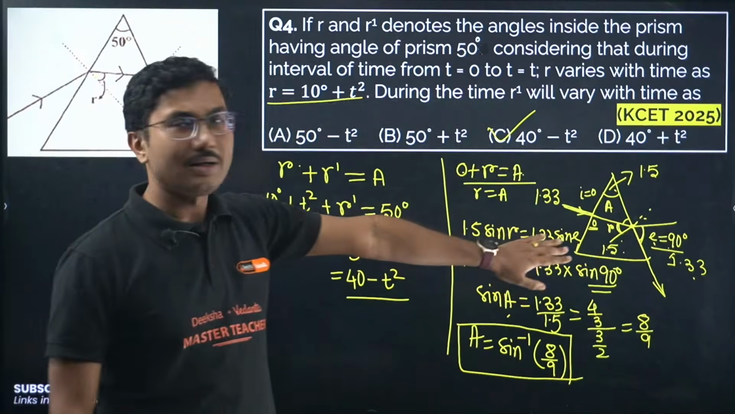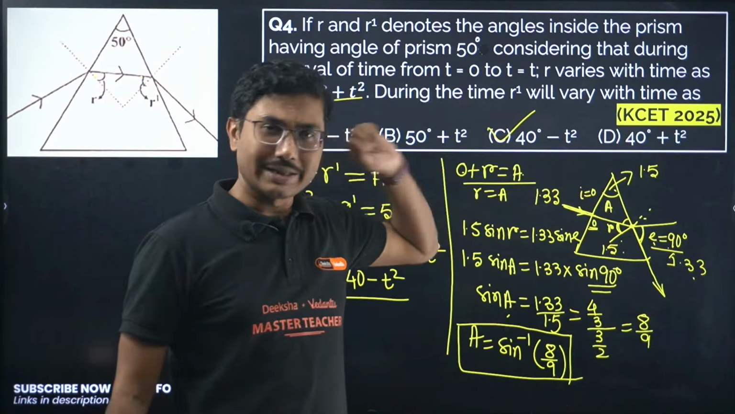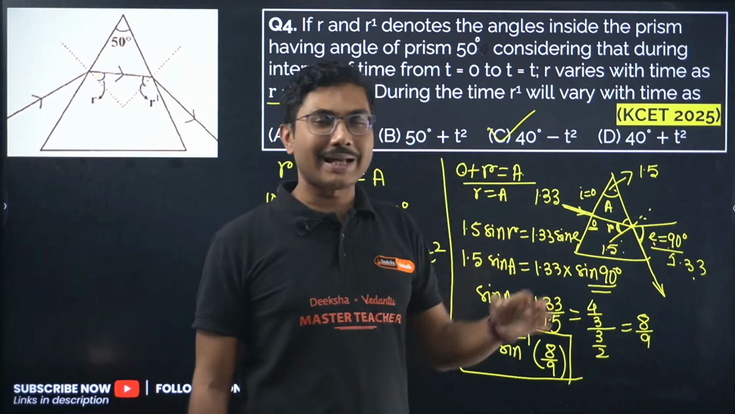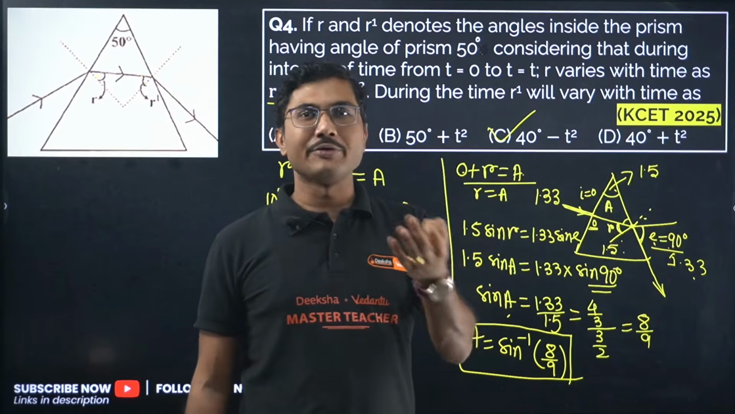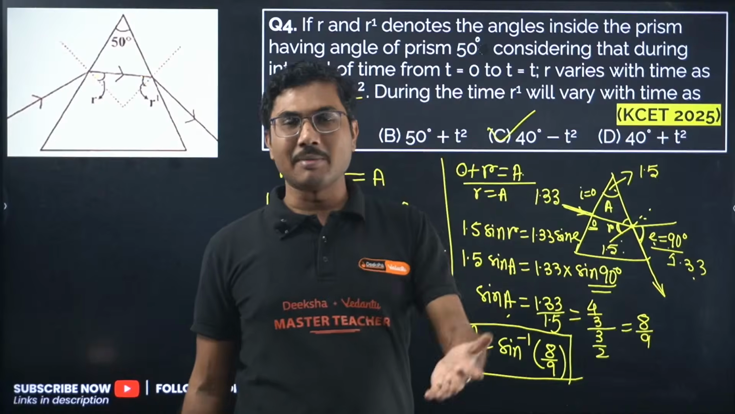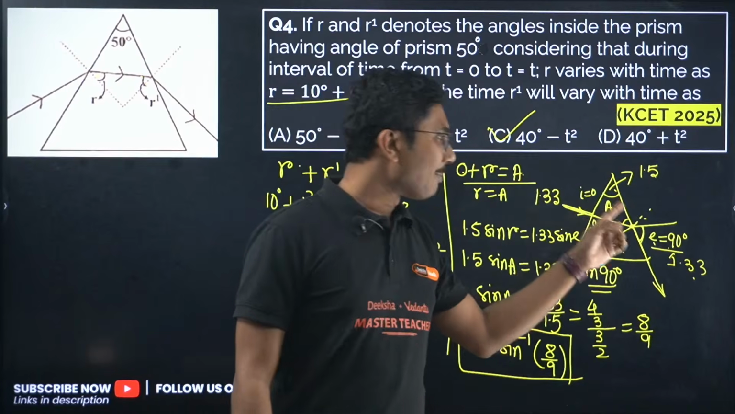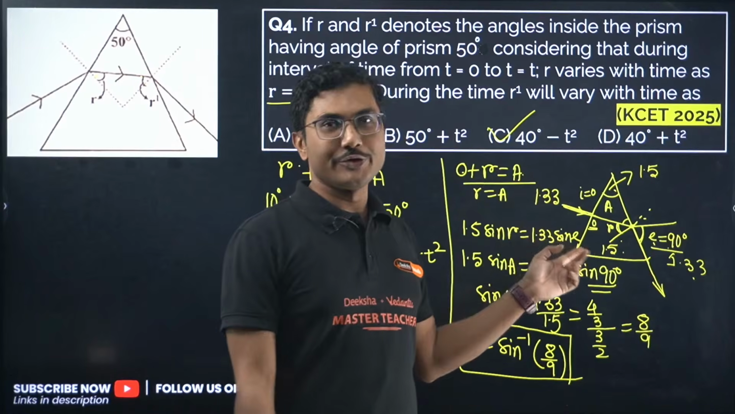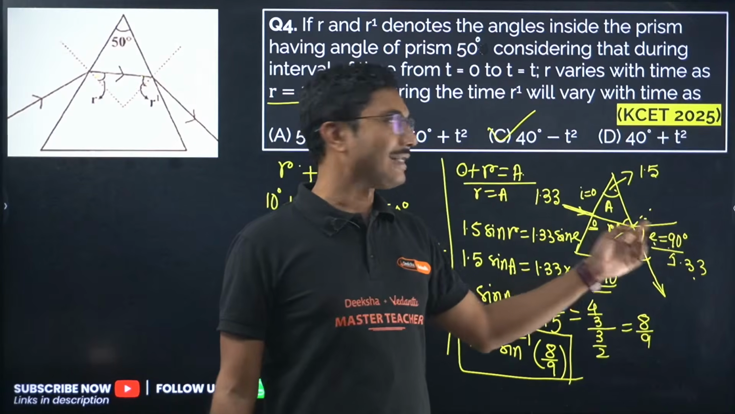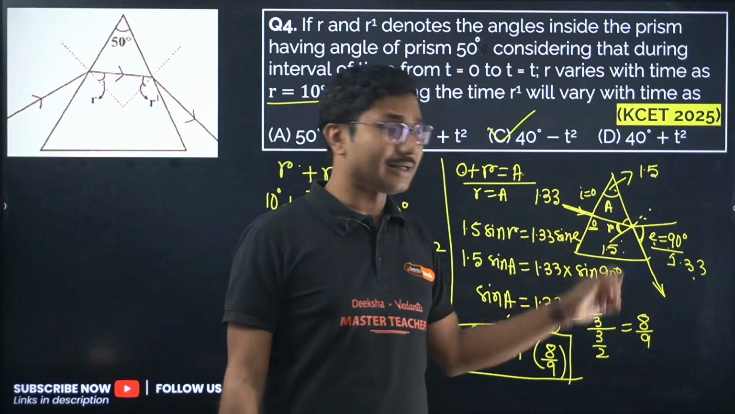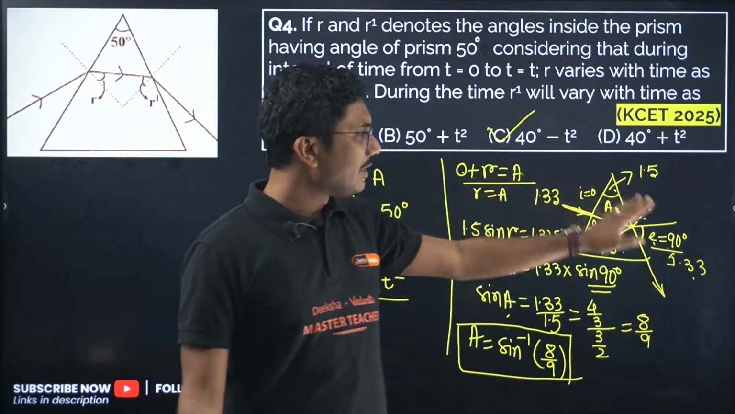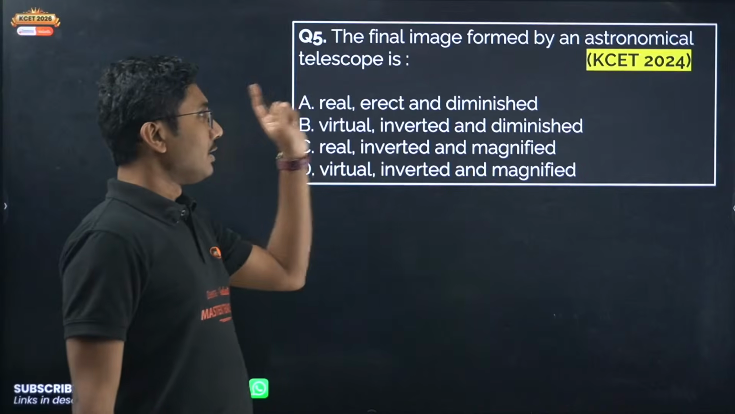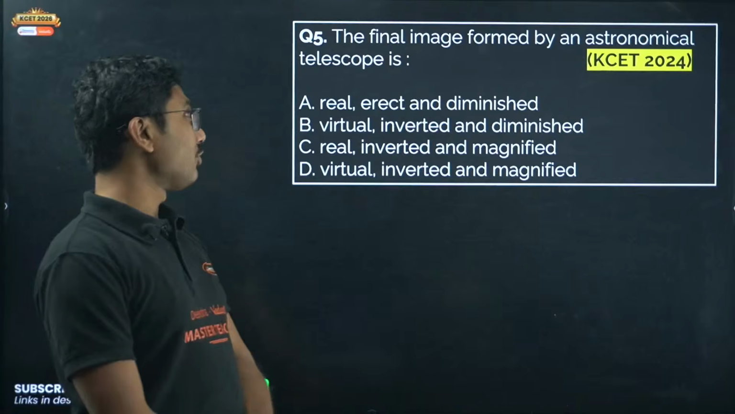To solve this question, the logic is very simple. The critical case is where the minimum angle of incidence is there. What is the minimum value possible? Minimum value is 0. And the angle of emergence will be maximum. What is the maximum emergent angle possible? Maximum emergent angle is 90 degrees. For any angle of incidence and emergence, the minimum value is 0 and the maximum value is 90 degrees. If you understand that, and if you know that the addition of these two internal angles is the angle of the prism, then the remaining part is simply Snell's law, nothing else. Clear? Now, the final image formed by an astronomical telescope.